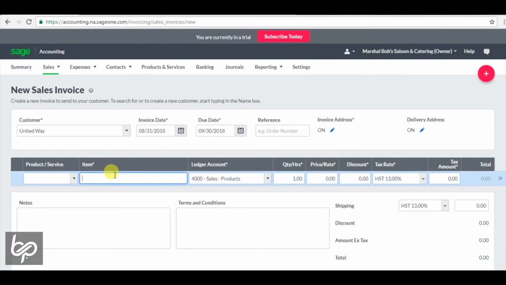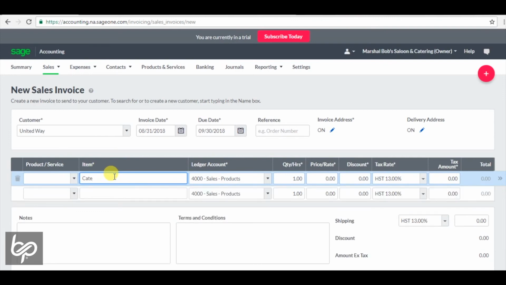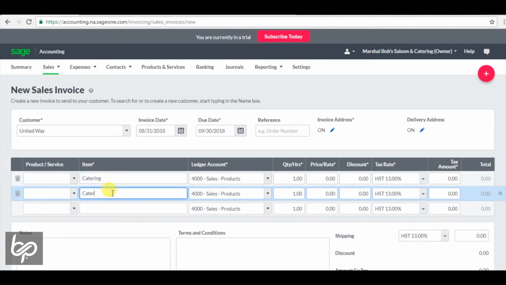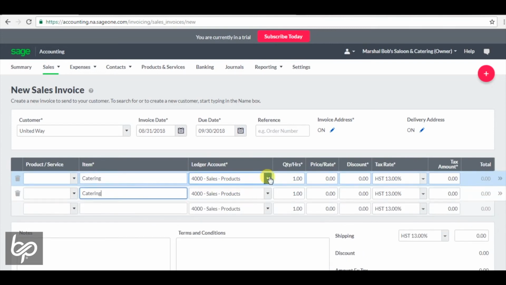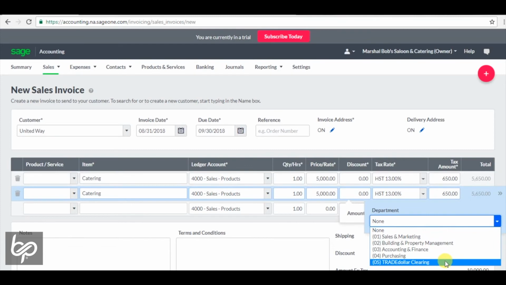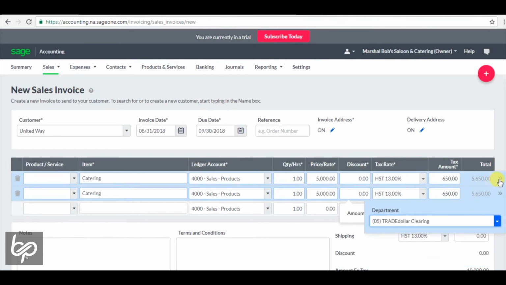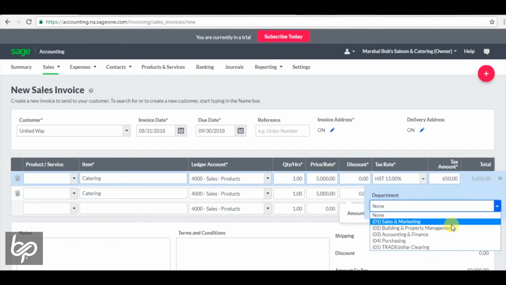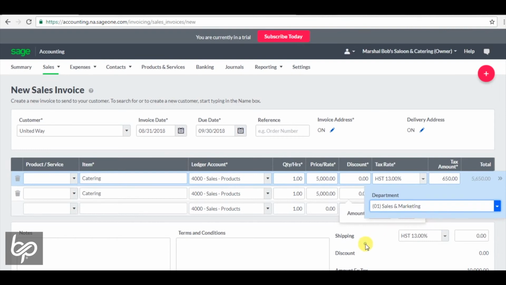So now we do the same thing, but on the reverse side. Basically we're doing a catering gig, and sales products is fine. And then we're saying $5,000 is being done for the department, and $5,000 is being done to the clearing. So there's clearing, and there is the sales and marketing department.